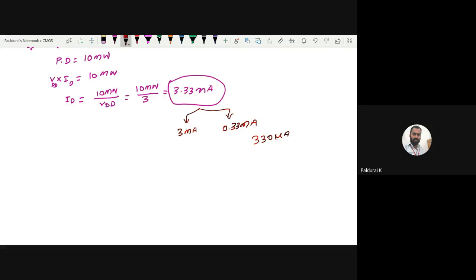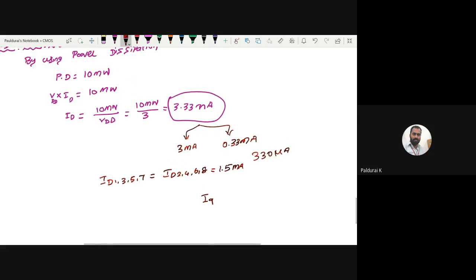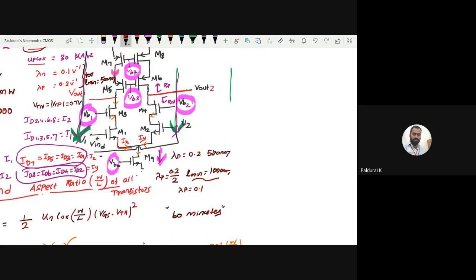ஓகே, இப்போ இந்த 3 milliamps, இதுதான் எனக்கு அந்த I9, M9ல ஃப்ளோ ஆகிற கரண்ட் 3. அப்போ what is the current which is flowing through 1357 which is equal to 2468? இதை equal-ஆக divide பண்ணிக்கலாமா? 1.5 வச்சுக்கலாமா? ஓகே, so 1.5 milliamps. அப்போ இந்த சைடு போட்டோம் இல்லையா, இங்கே ஃப்ளோ ஆகிற கரண்ட் எது? இது 1.5 milliamps. What is the current which is flowing through M9? That is 3 milliamps total current, right.